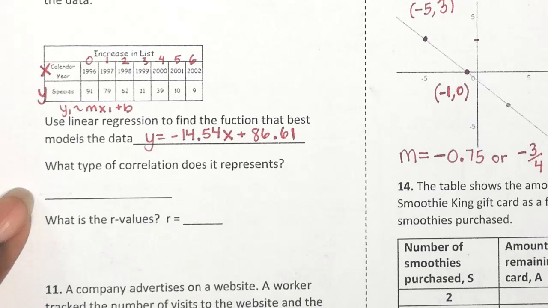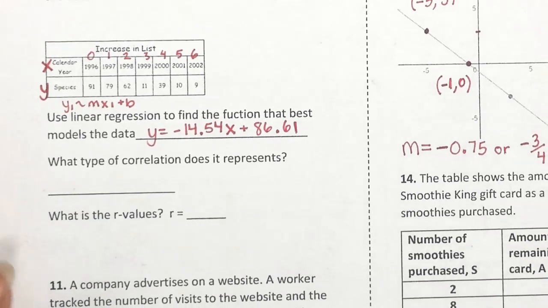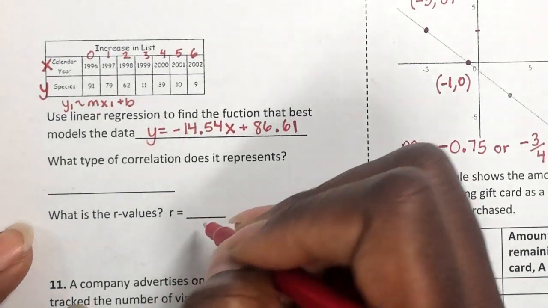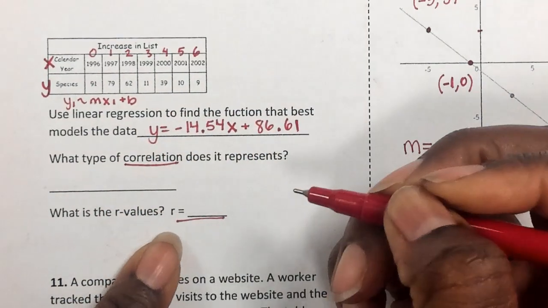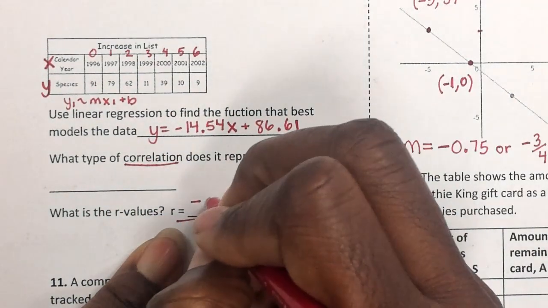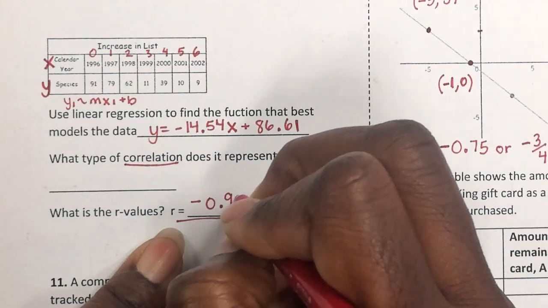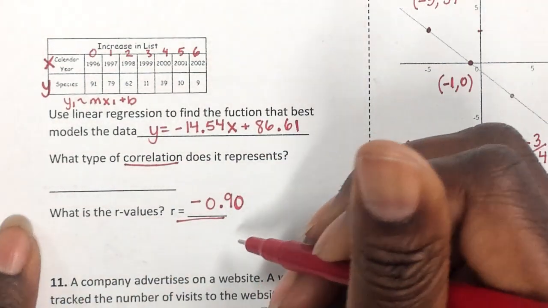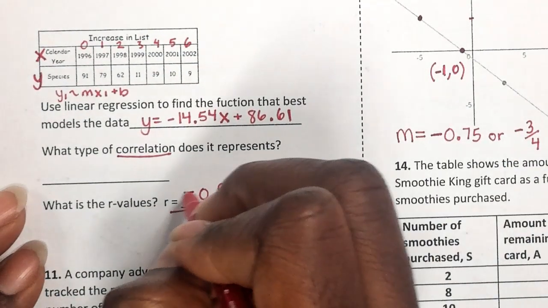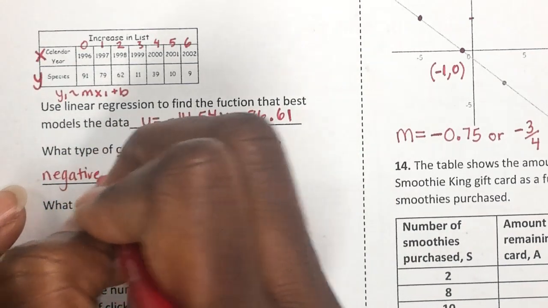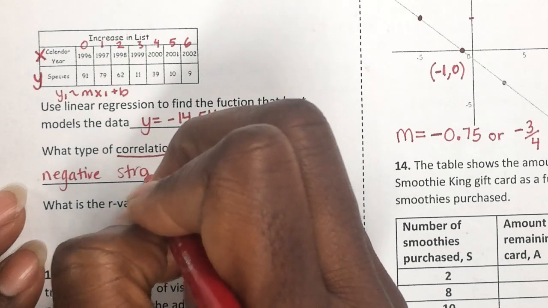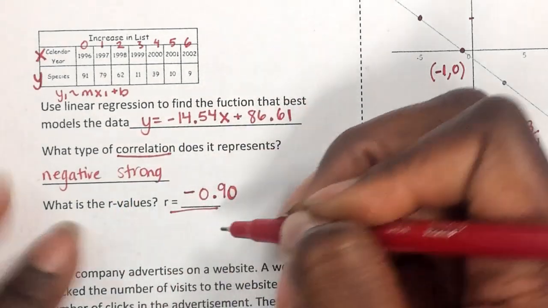What type of correlation does it represent? That's where the R comes into play. Remember, the correlation coefficient is the R, and the R is negative 0.90. What does that mean? Negative means it's negative. We haven't done this in a while. And strong because this is like 90 cents.